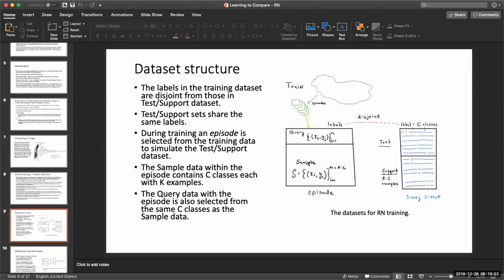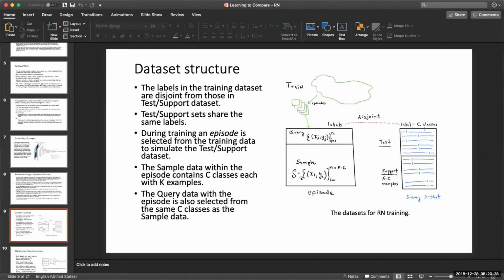The query and sample sets are selected from the training data using these episodes. So we'll discuss a little bit about the algorithm that's used. Basically, it's an iterative algorithm. And episodes are like mini batches, and they're chosen to mimic our test and support vectors.